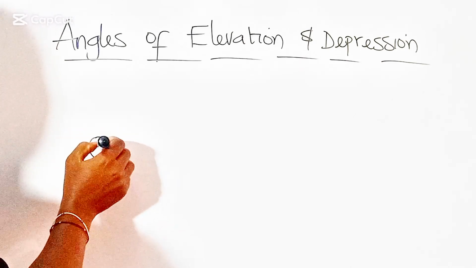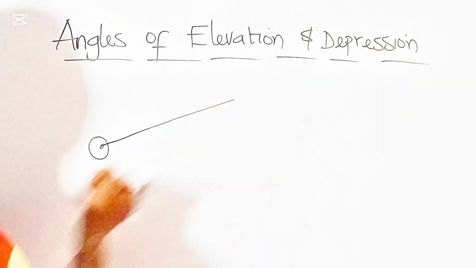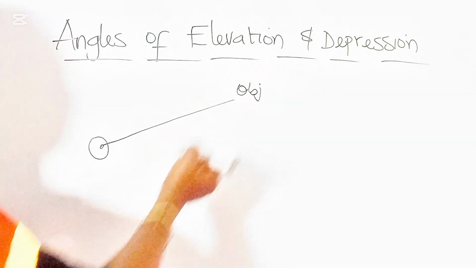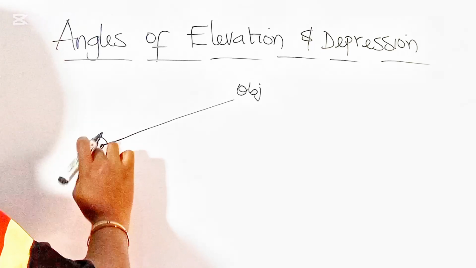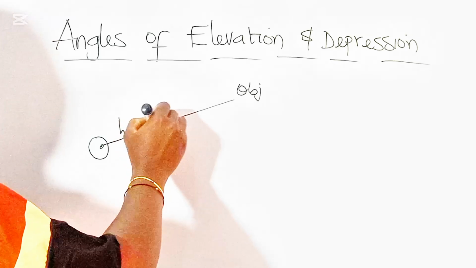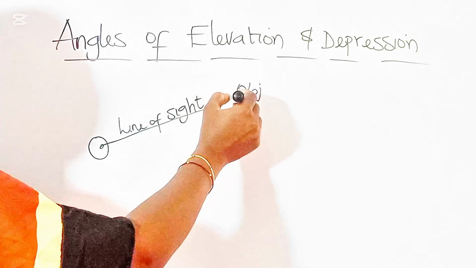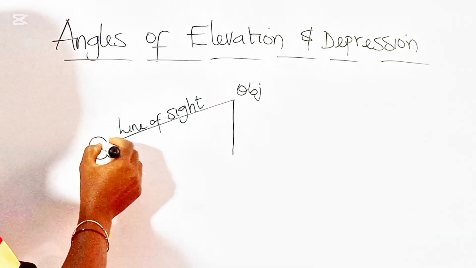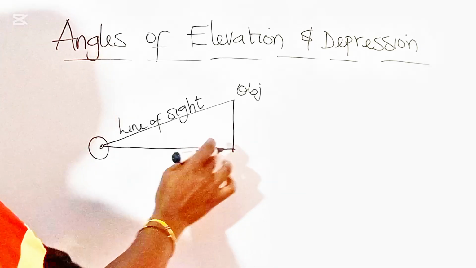Standing on a horizontal plane, I sight an object at the top of a mast. Let's say this is the object at the top of a mast. This line here is called the line of sight. And then this is the mast where I sight the object. So we have this as the horizontal plane.